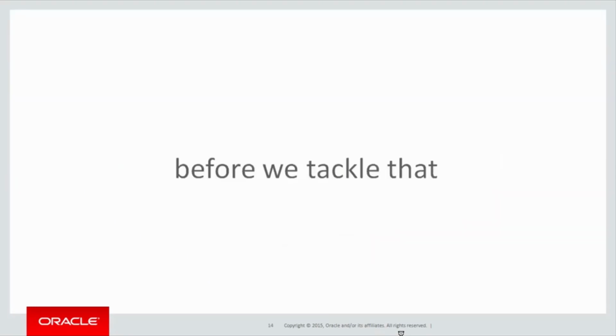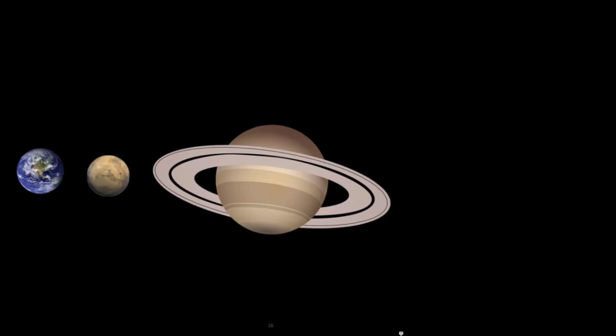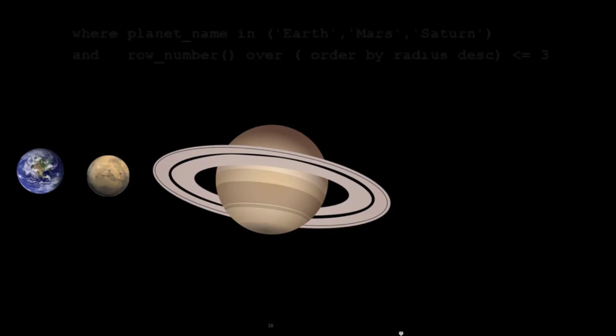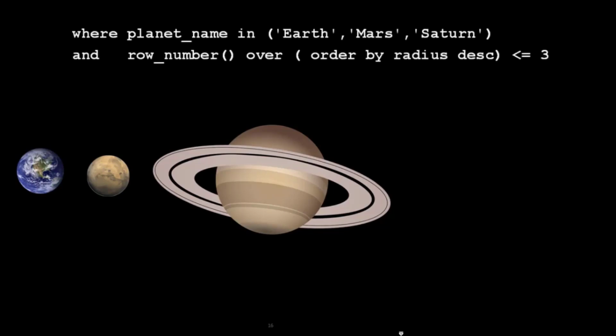Now, before we tackle that, the moment we start talking about analytics as predicates, we have this potential ambiguity. Let's have a look at the three planets for this new requirement. We have Earth, Mars, Saturn. The kind of expression we're expecting to write to satisfy this requirement is something like this. Restrict the planets to Earth, Mars, and Saturn, and using our familiar row number analytic, restrict those that are ranked effectively less than the top three.